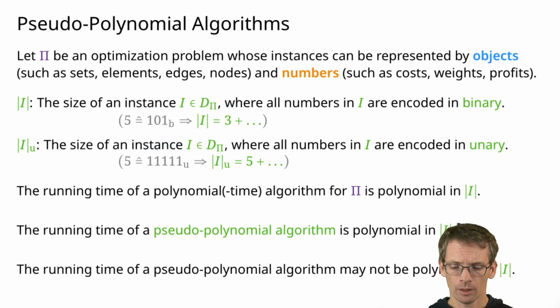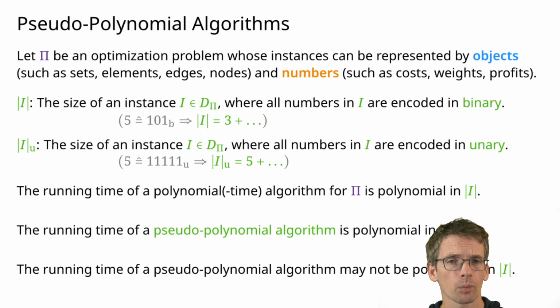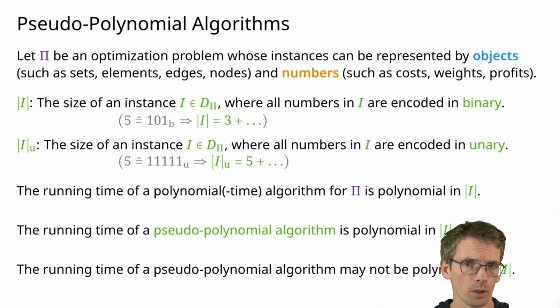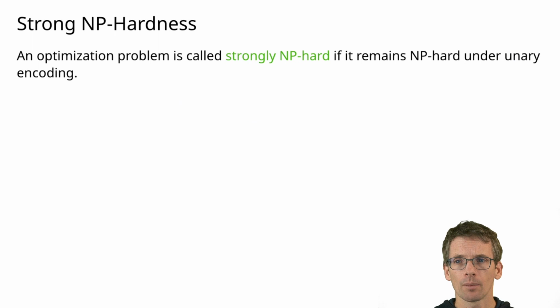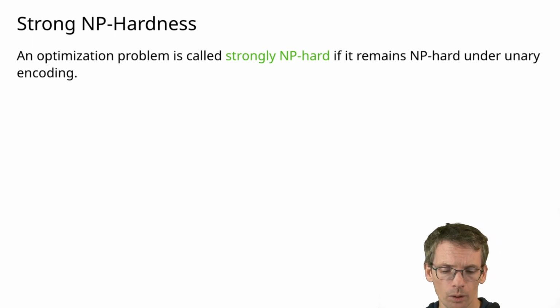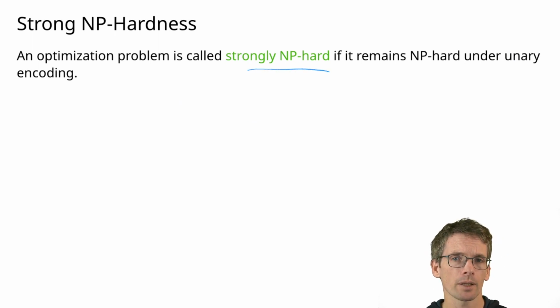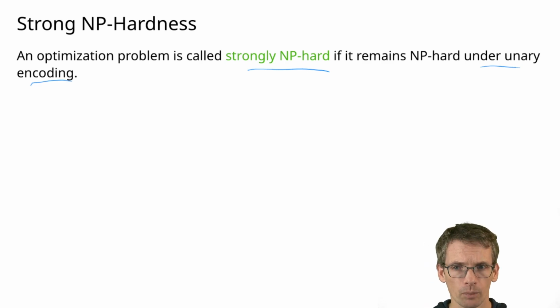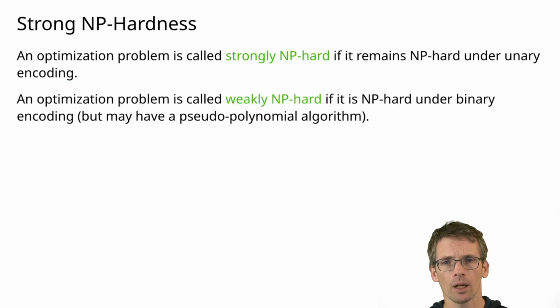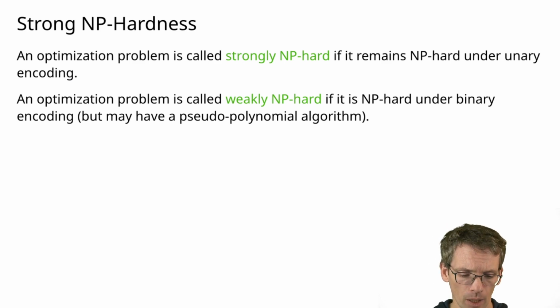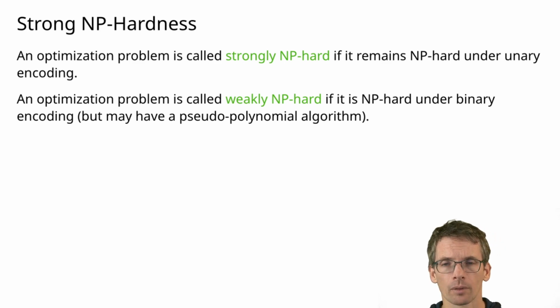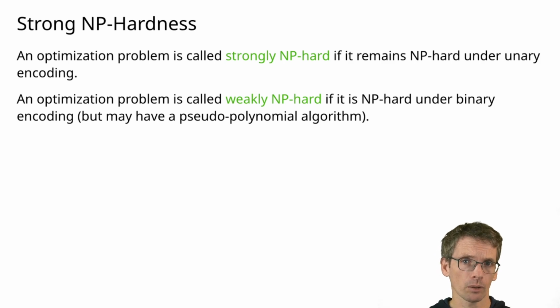So in particular, if you have a pseudo-polynomial time algorithm, it is not necessarily a polynomial time algorithm. So now we've talked about algorithms. There are corresponding concepts in terms of hardness, namely the following. An optimization problem is called strongly NP-hard if it remains NP-hard even if we encode the instance in unary. And an optimization problem is weakly NP-hard if it is NP-hard under binary encoding, but not necessarily under unary encoding.